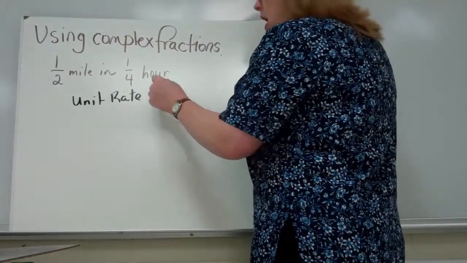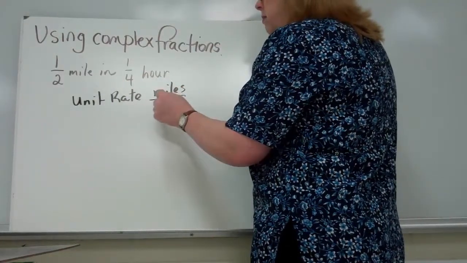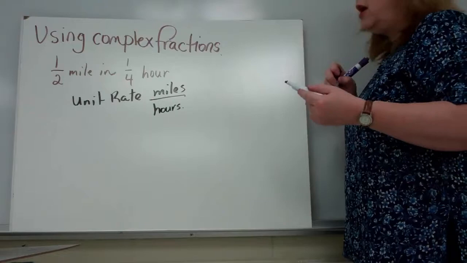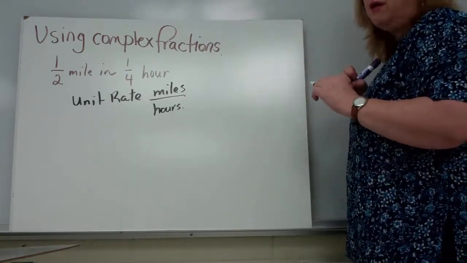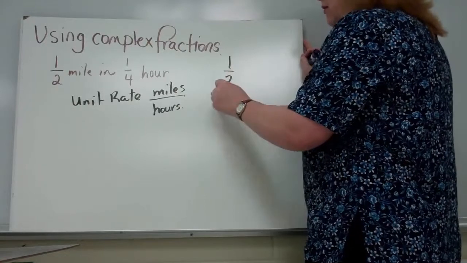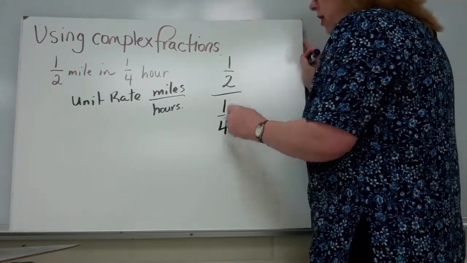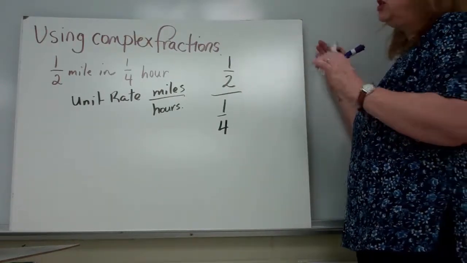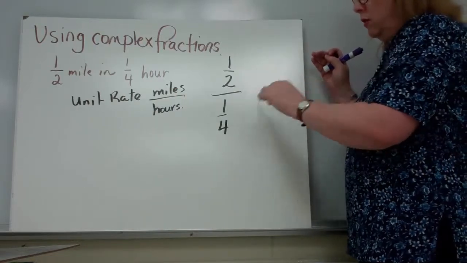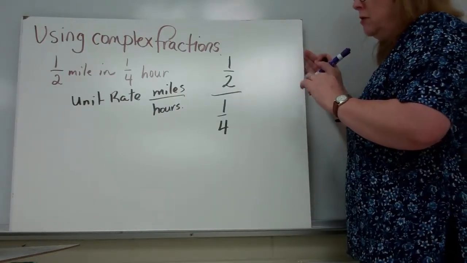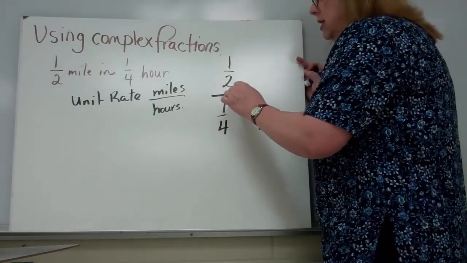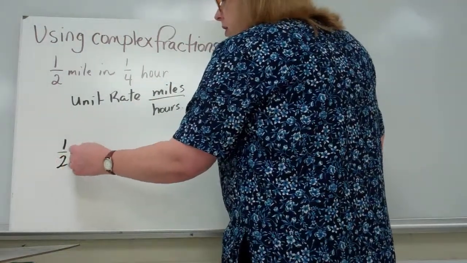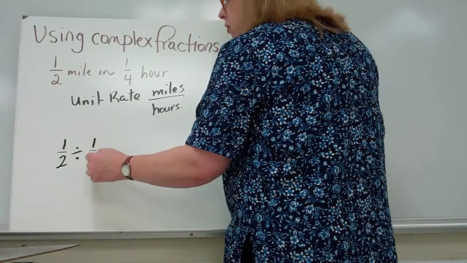Alright, so we know the unit rate for this problem, still doing my hiking half a mile in a fourth of an hour, I want miles divided by hours. So I'm going to take my miles and divide what I have by the hours I have. So I have 1/2 divided by 1/4. And when you have fractions in either the numerator or denominator of another fraction, it's called a complex fraction. Here I have them in both. Sometimes I have them in one or the other. But you see, basically a fraction is a division problem. So this can be rewritten as 1/2 divided by 1/4.